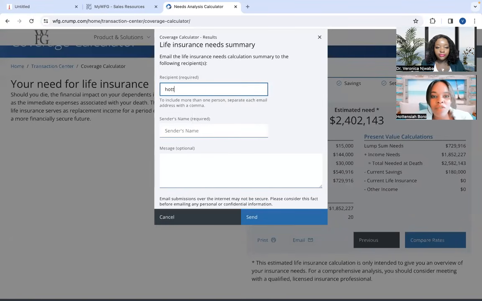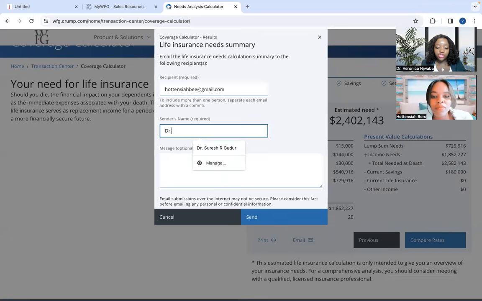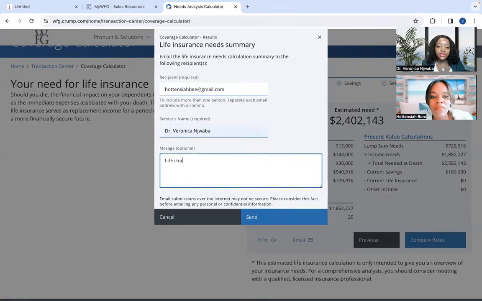Hortensia, HOTTENSIAHBEE at gmail.com. Now, these are just approximations, right? As of now, these numbers do change. Let's say you have more income, you have another child, you have more debt, the number's going to change, okay? I'll add my name on there. I'm going to put life insurance needs analysis.